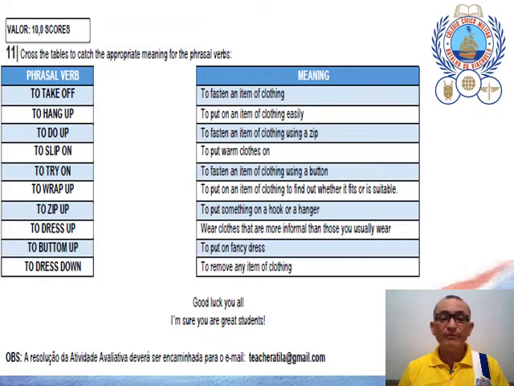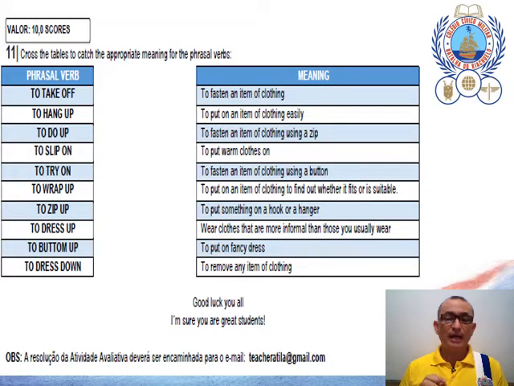The meaning é o significado. To fasten an item of clothing, eu estou dizendo assim, é colocar um item de roupa, né? To put on an item of clothing easily, está dizendo que vista um item de roupa facilmente. To fasten an item of clothing using a zip, estou dizendo que você tem que botar uma peça de vestuário usando um zip, né? To warm up clothes on, eu estou dizendo para você colocar roupas quentes, right? To fasten an item of clothing using a button. Eu estou pedindo aqui para você colocar um item de roupa, né, de vestuário, utilizando botão.